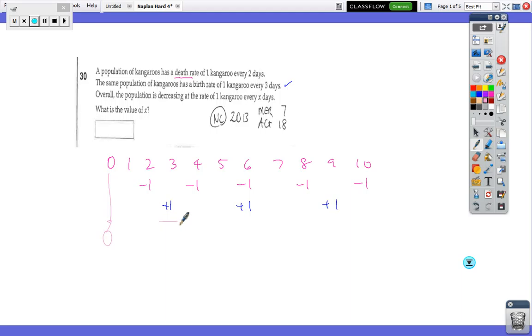So at the end of 3 days, we've had 1 death and 1 birth, so we're at 0. And then at the end of 6 days, we've got 2 deaths and 1 birth, so at -1. So overall, we've got a death rate of 1 every 6 days. Okay, so you might have done it a different way, but that's just my way of doing it.